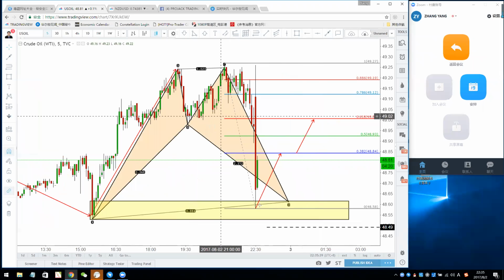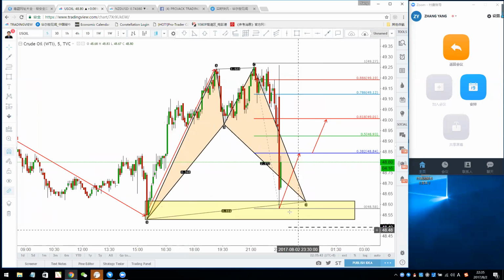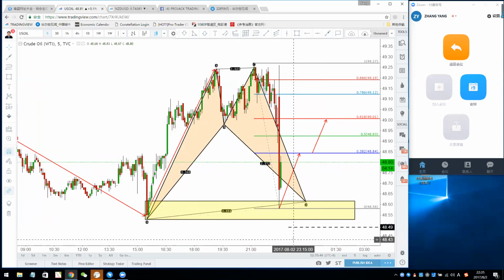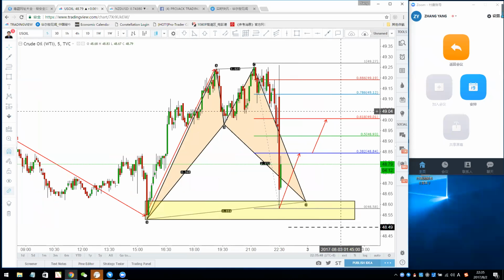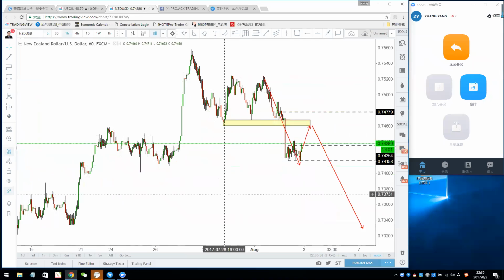So don't short the oil right now. You want to short only when the X point is invalid, or you want to short a pullback, at least to 49.